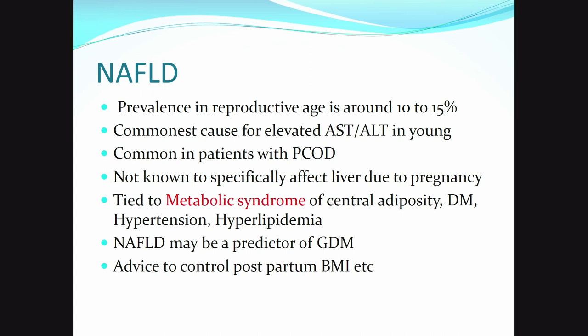Non-alcoholic fatty liver disease is very common nowadays. Its prevalence in young women of reproductive age is around 10 to 15%, especially in urban areas, and it is the commonest cause of elevated liver enzymes among young women. Polycystic ovarian disease is associated with, and goes hand in hand with, non-alcoholic fatty liver disease. Fortunately, it does not specifically affect the liver just because they get pregnant, but it is usually tied to other metabolic problems like diabetes, hypertension, and dyslipidemia. In pregnancy, non-alcoholic fatty liver disease may be a predictor of GDM. After delivery, we need to ask them to control the BMI, etc.